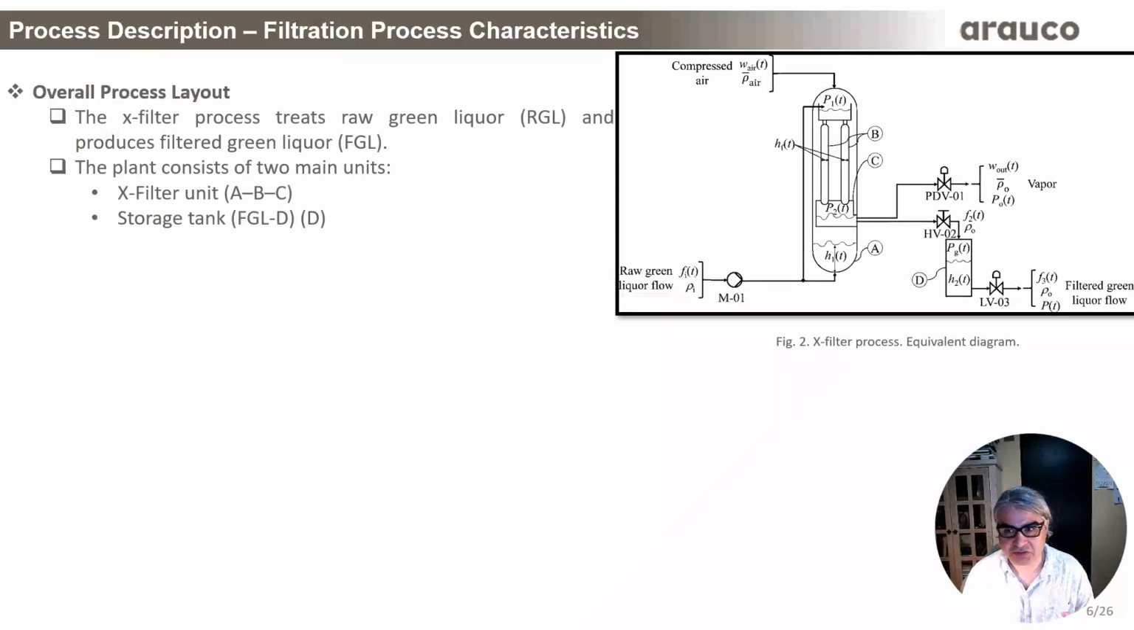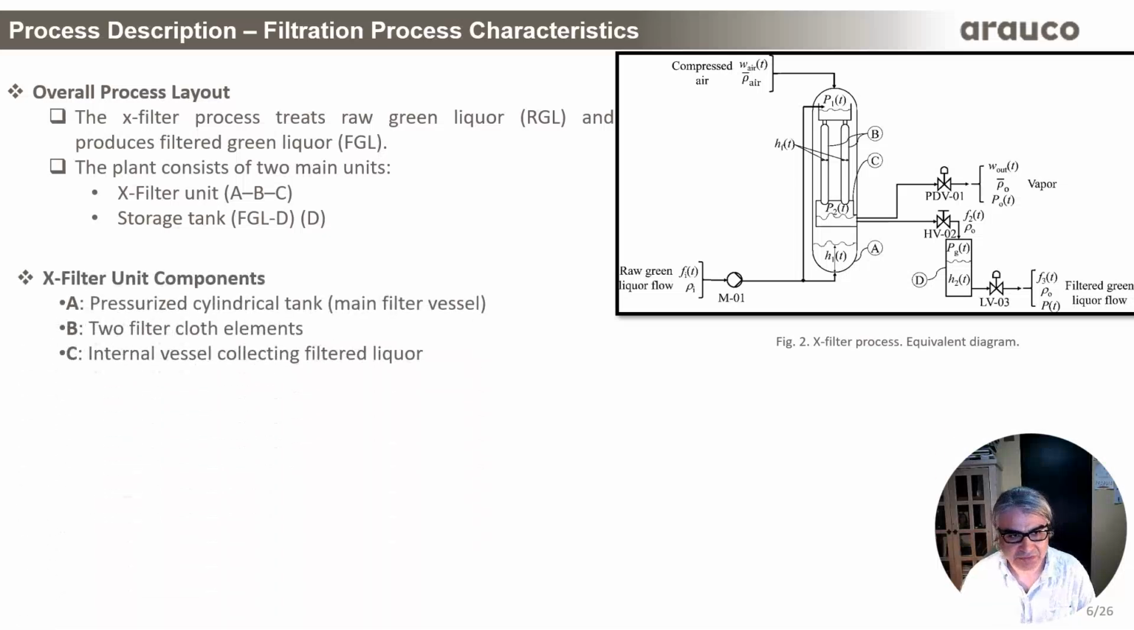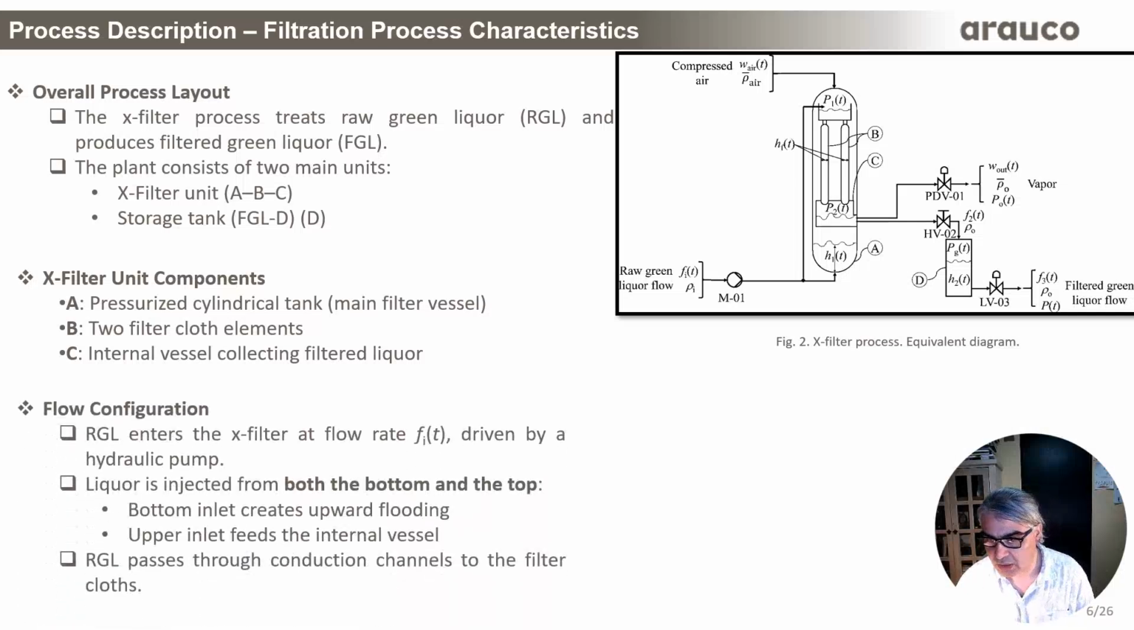The X-filter process consists of two main units: the X-filter itself and a downstream storage tank, as you can see here in figure 2. Figure 2 is a reduced process diagram regarding this machine. Now, the X-filter includes a pressurized vessel, two filter cloth elements, and an internal vessel where filtered green liquor accumulates. Raw green liquor is pumped into the system through both bottom and top inlets.